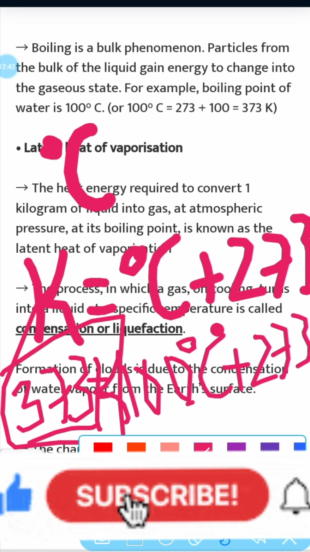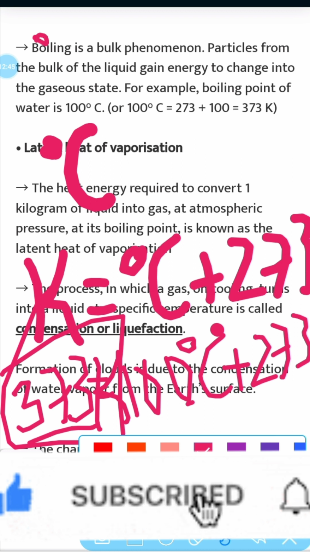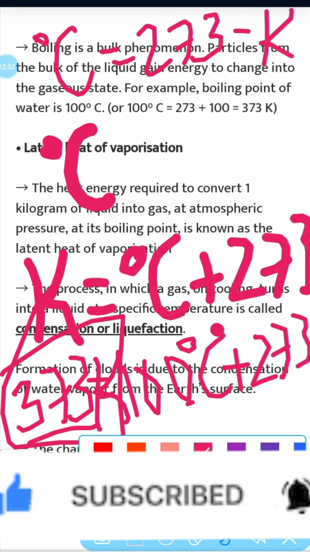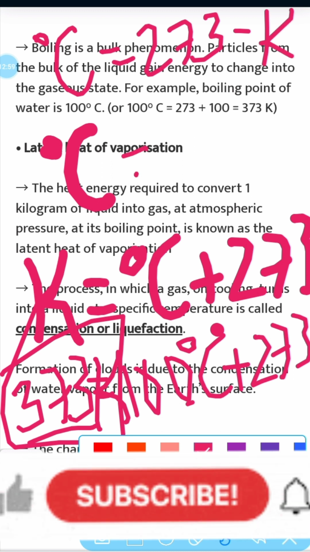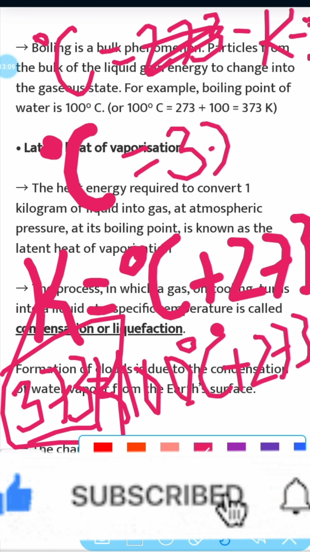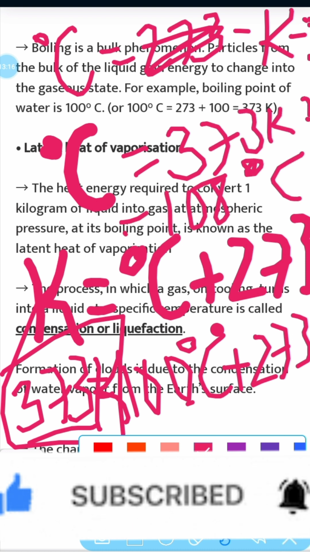And what if we have to find Celsius? Degree Celsius is equal to Kelvin minus 273. Suppose the boiling point of water is 373 Kelvin. So what we'll do is Kelvin minus 273 degrees. So that is 373 Kelvin minus 273, that will be 100 degrees Celsius.